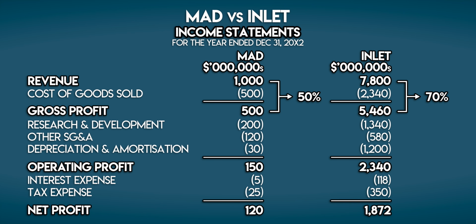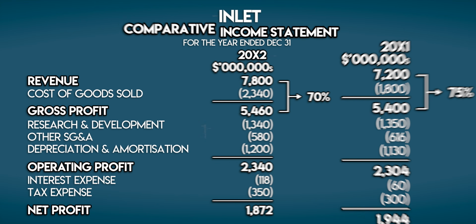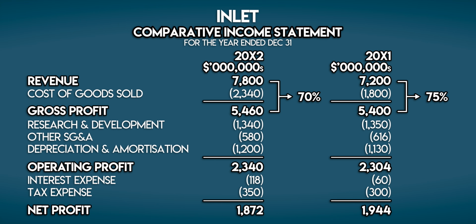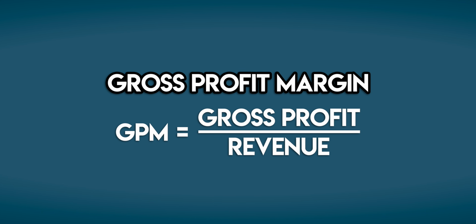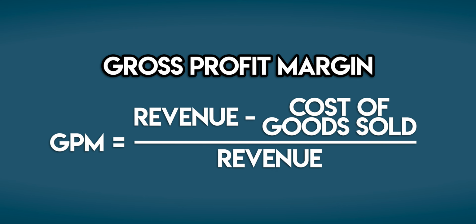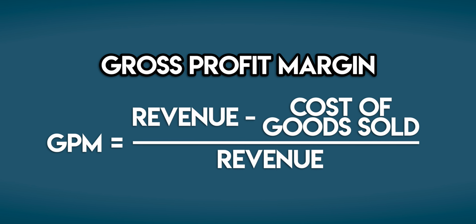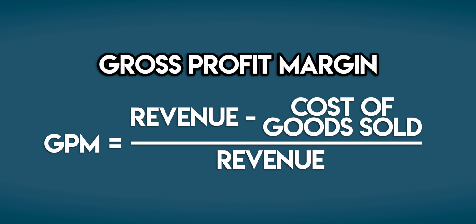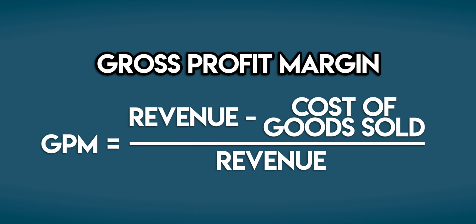But let's make sure by checking out Inlet's year-on-year income statement. We can see that their gross profit margin actually decreased from 75% to 70%. Maybe things aren't as clear as they seemed. What could cause a decrease in gross profit margin? Gross profit margin is gross profit divided by revenue. And we know that gross profit is revenue minus cost of sales. So there are really only two ways that gross profit margin can go down.